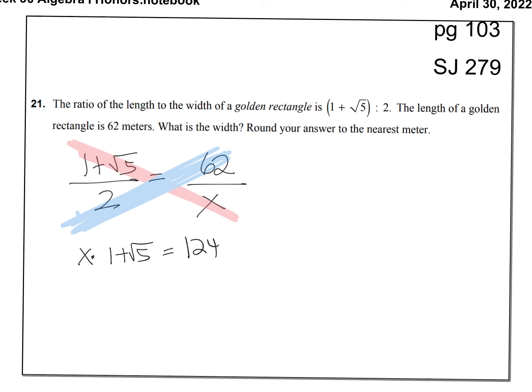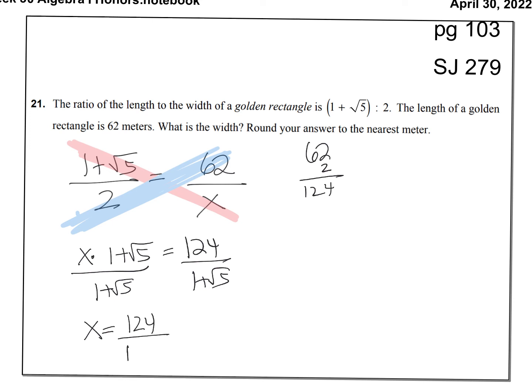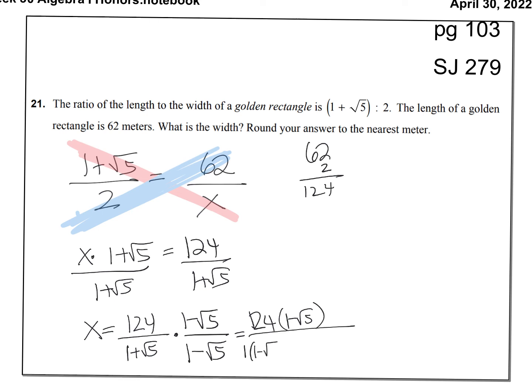124. Yeah, 124. So I'm going to divide by 1 plus the square root of 5. So x is going to equal 124 divided by 1 plus the square root of 5. I need to rationalize my denominator, so I'm going to multiply the numerator and denominator by 1 minus the square root of 5. Remember, you're distributing. Sorry, that 124 looks so bad. And I'm going to get 124 minus 124 square root of 5 over, oh no, it's 124. See, I didn't even recognize that.